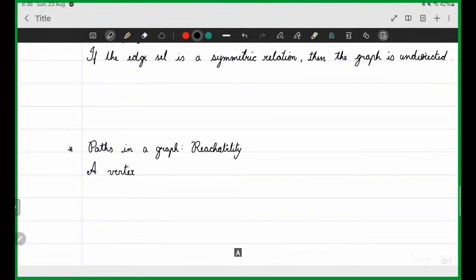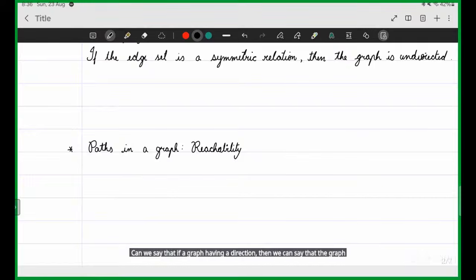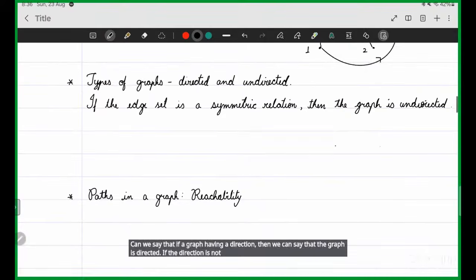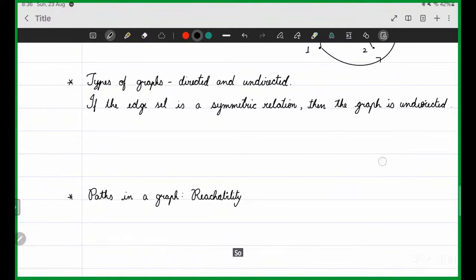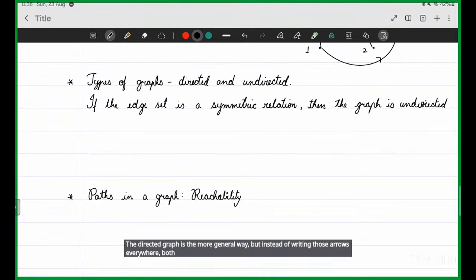Can we say that if a graph has a direction, then the graph is directed? In the questions that you'll be asked, you will be given the graph diagram most of the time directly. See, an undirected graph also can be thought of as a directed graph with two-way arrows everywhere. So the directed graph is the more general way, but instead of writing those both-sided arrows everywhere, we just get rid of them and call it an undirected graph. Yeah, we ignore it.